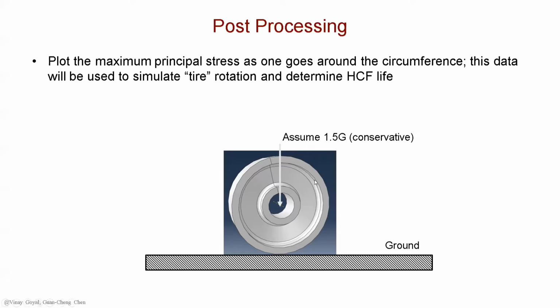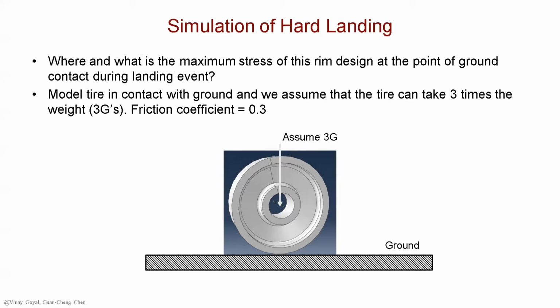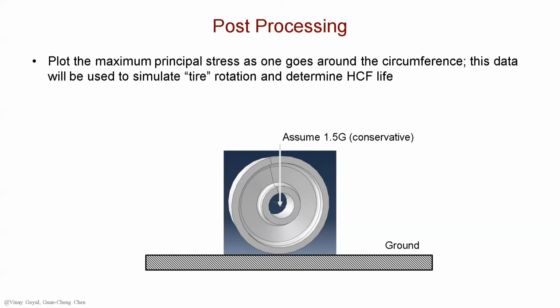We're going to also look at the tire rotating on the ground. And in here, we're going to assume a 1.5 G condition that's conservative, because once the aircraft lands hard, you will expect the aircraft to dampen out through those tires down to a 1G condition, so then the aircraft travels through the runway. But the idea here is how we will consider this condition plus this condition.